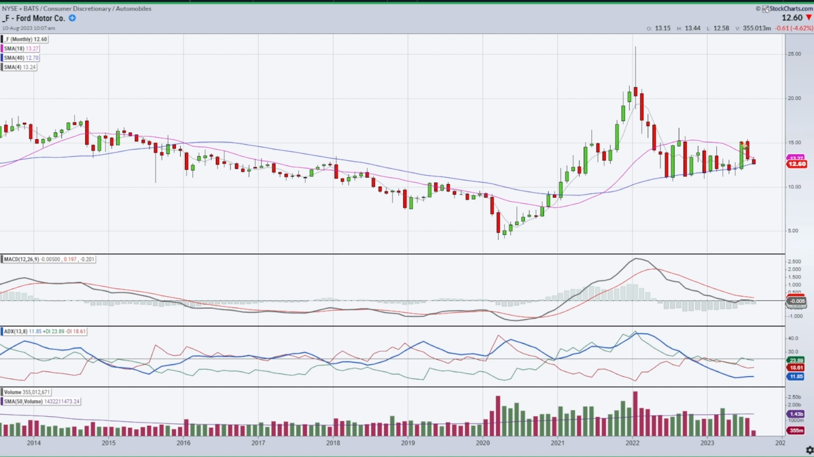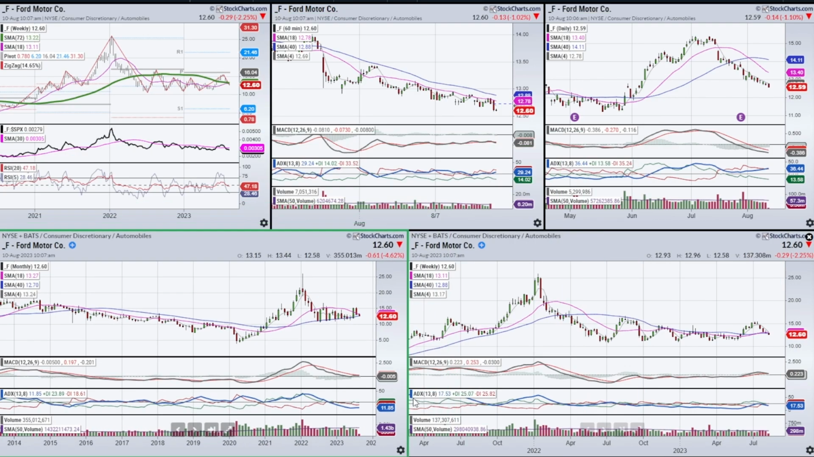Well, what this did is it got through one bar, but then it didn't really follow through on the next bar. And so there's not a huge amount of strength here. What I do like about the monthly is what's going on with the MACD cupping around at the zero line. Okay, so that's a good sign.